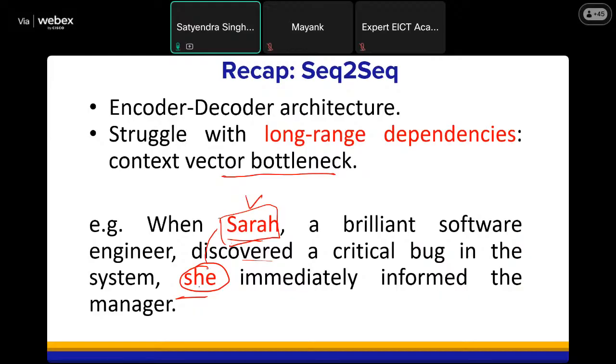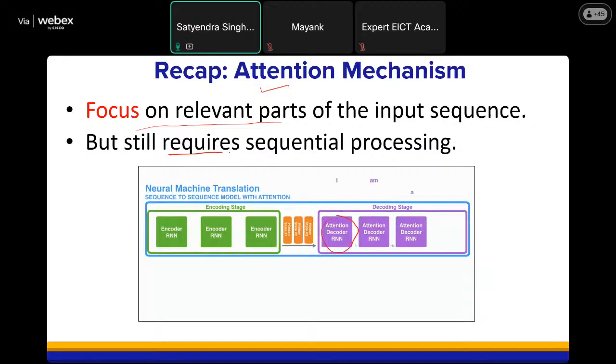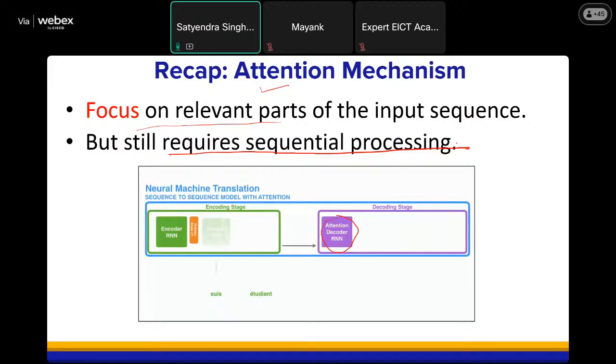Whether it should be "she" or "he" depends on the word or the name that is there. So in long range dependency, where you have many intermediate terms, the context vector becomes the bottleneck that we had seen. In the attention mechanism, we saw that it focuses on the relevant part of the input sequence by using attention at each decoder unit, but still it requires sequential processing. Everything is done in a sequence, which makes it computationally hard to train on large data sets.